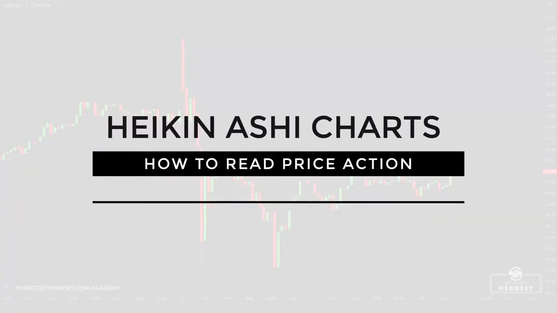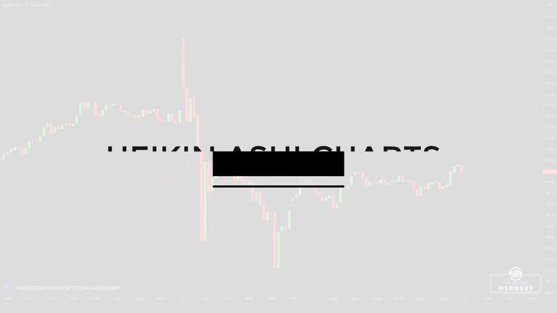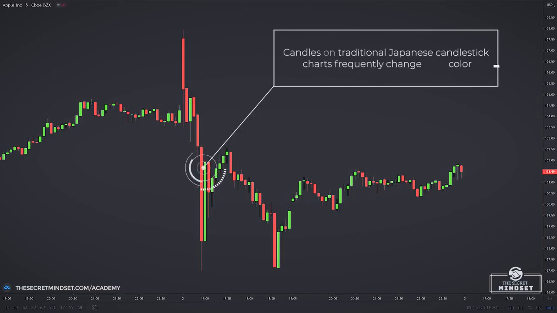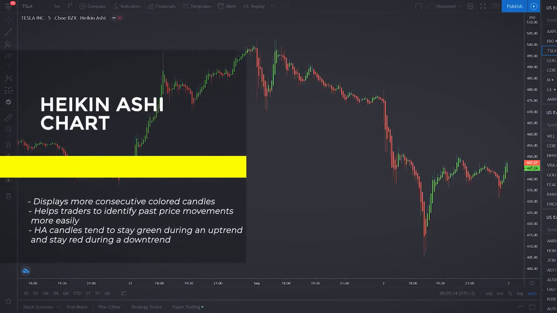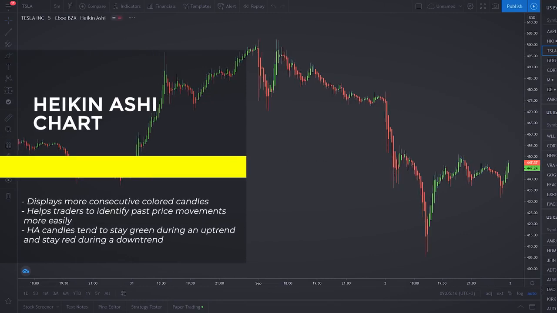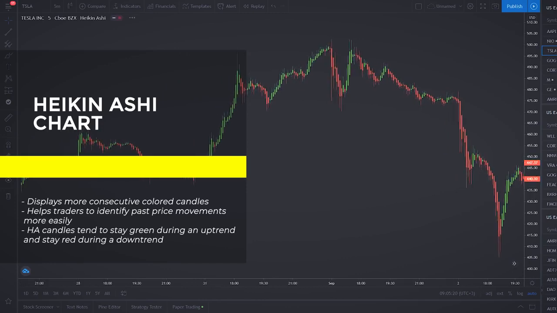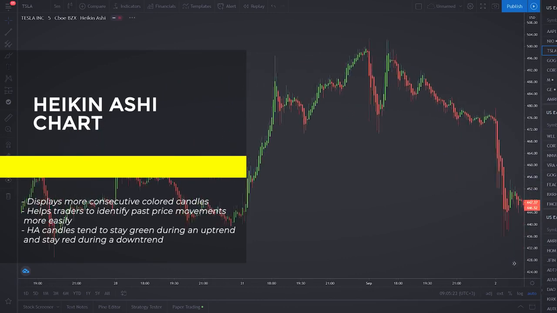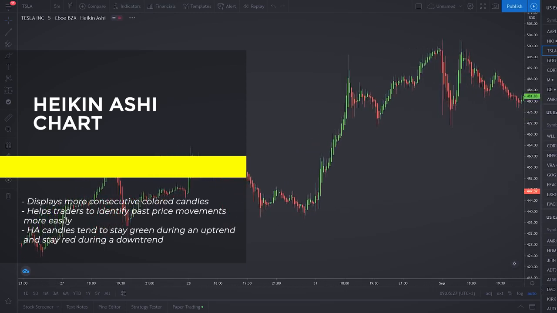Before going further, let's refresh our memory with how the Heiken Ashi chart plots prices and how traders use this type of chart when analyzing the price of an asset. Candles on traditional Japanese candlestick charts frequently change their color, which can make them difficult to read. On the other hand, candles on the Heiken Ashi chart display more consecutive colored candles, helping traders to identify past price movements more easily. You'll notice that Heiken Ashi charts have a tendency for its candles to stay green during an uptrend and stay red during a downtrend.